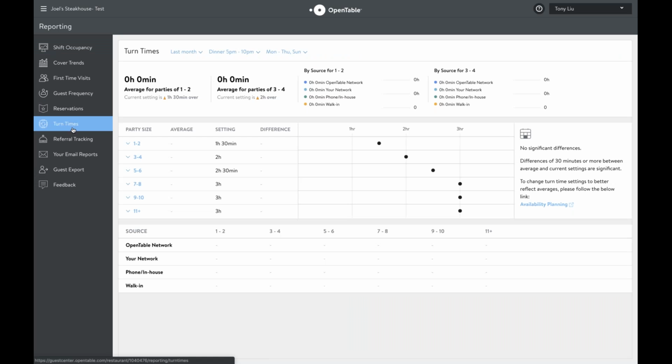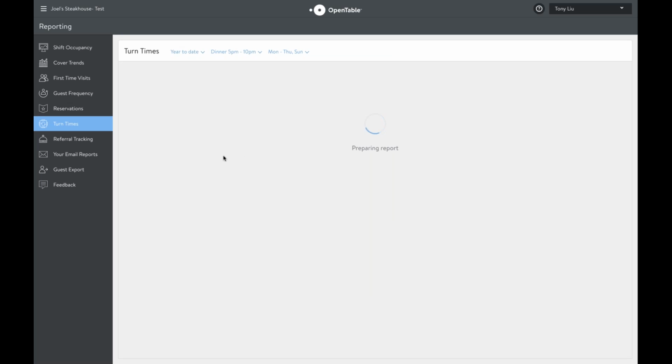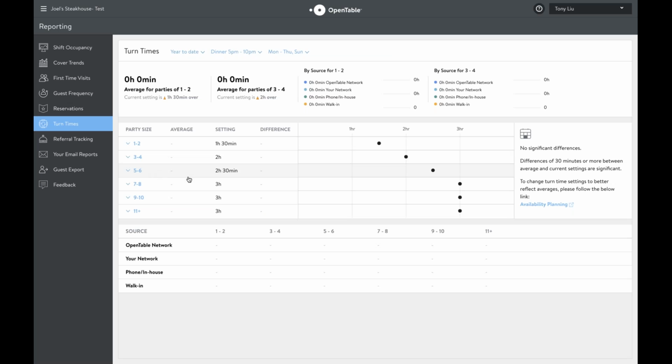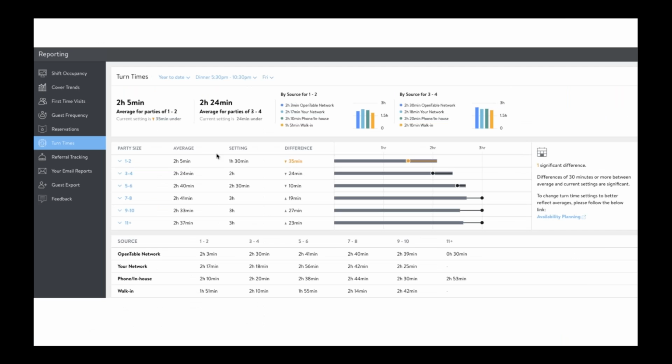The last one is called turn times report. This is something that you can action pretty quickly. After about a couple weeks or even a couple of months, you can utilize this information very quickly. What this thing does, let's say year to date, is analyze your turn times, what you're actually doing at your restaurant, versus what your settings are, versus turn times broken out by party sizes. So let's turn over and look at the turn time report that I have as a screenshot.